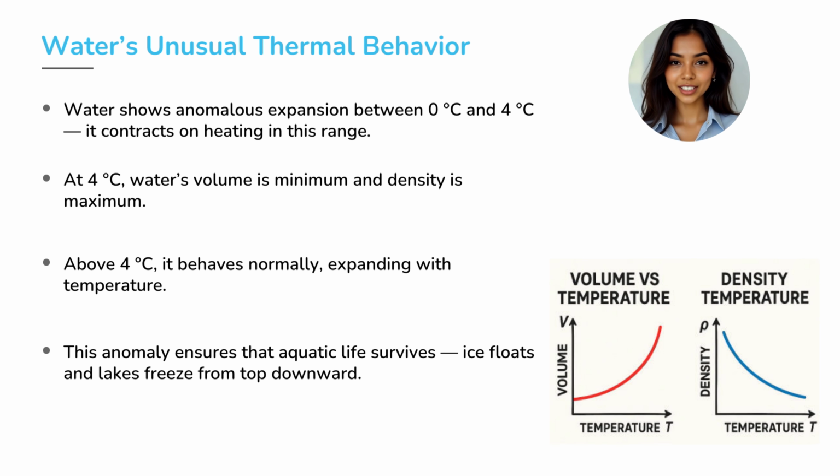Now comes a surprise: water does not follow the normal rule. Most substances expand when heated, but water is the rebel of physics. Between 0 degrees Celsius and 4 degrees Celsius, it does the opposite, it contracts on heating. At 4 degrees Celsius, water reaches its minimum volume and maximum density. Above 4 degrees, it behaves normally again, expanding with temperature. This is called the anomalous expansion of water.